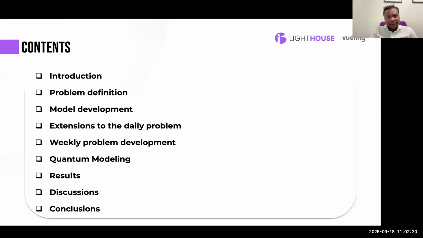Here is the roadmap of this webinar. I will start with a short introduction with the problem definition. After that, I will jump into the model development and its extension, and dive deeply into the modelization and quantum computing, followed by results and discussion. And at the end, I will focus on the main conclusion.